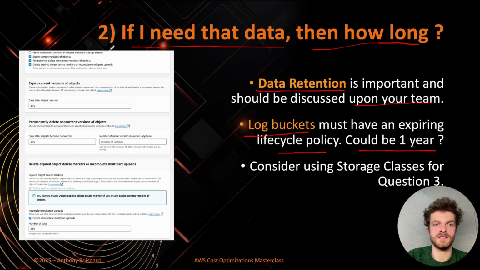And then you can also change the lifecycle policy here. So it could be the same as delete. You click on expire current version of the object here, and also delete permanently version of objects. And you can put here the number of days. So if it's 1 year, you can put 365 days here, here, and here.